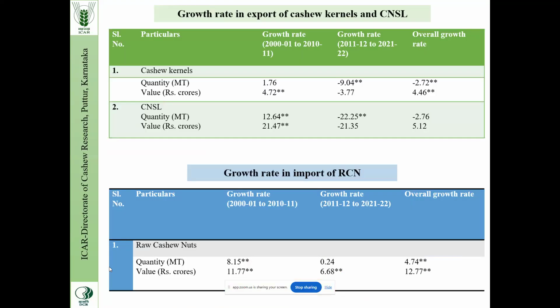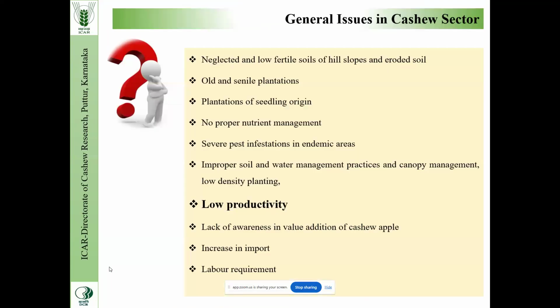So the growth rate in export of cashew kernels as well as CNSL, if we see overall, the quantity of cashew kernel is around 4.46 crores and the CNSL is 5.12 crores. And what are the general issues or impediments in cashew cultivation which hamper it?